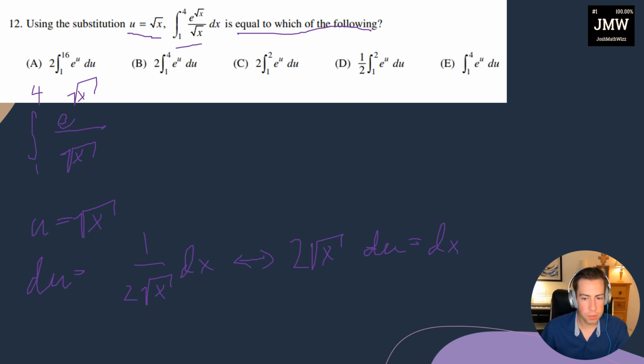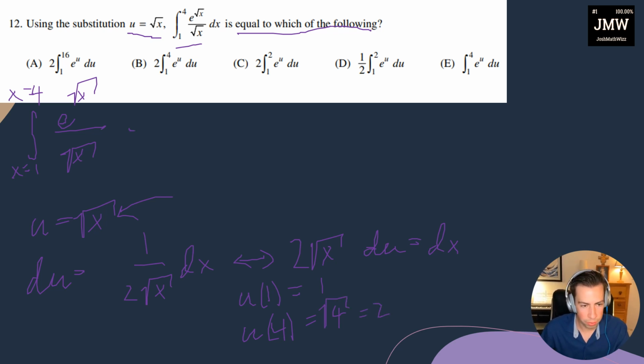Okay, so now that I have that, we also need to change our limits of integration because remember, this is x equals 1 and this is x equals 4. I want it to be u equals something. So if I do u of 1, I just plug in 1 for the square root of x, and I get 1. And same thing with the 4, I have the square root of 4, which is just 2.